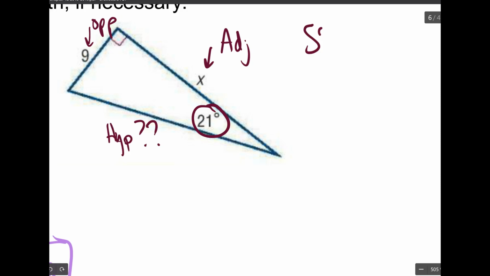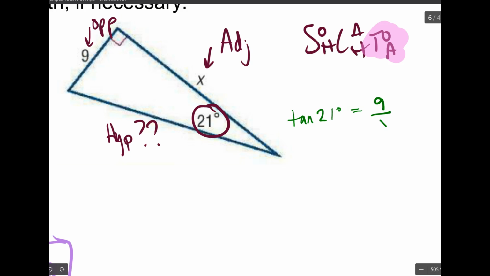So which trig function should I use if I have the adjacent and the opposite sides? Tan, because I don't have the hypotenuse. So tangent of 21 degrees is equal to opposite 9 over adjacent x. Multiply by x on both sides, and then divide by tan of 21 degrees on both sides.